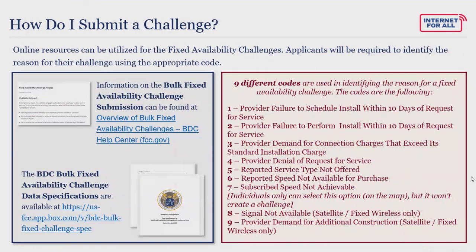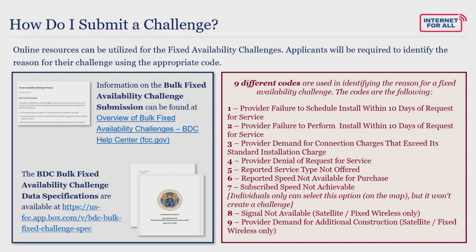So you've worked with stakeholders to develop a strategy and you're ready to file. How do you do it? First, head to fcc.gov for information on the bulk challenge submission. The 2 links on the left will get you there. For bulk challenges, obtain a FCC username and password and an FCC registration number, or FRN, for your entity.